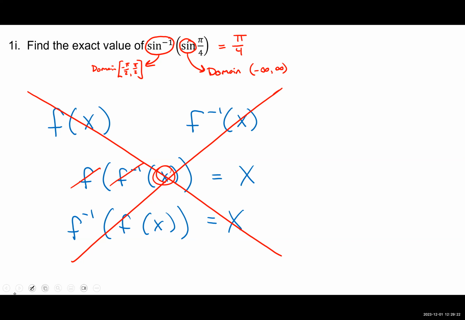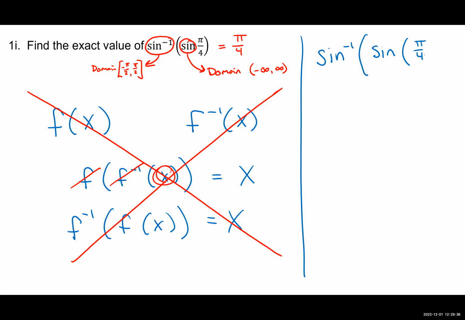So I think a better way to approach this problem is to use two steps. What is the sine inverse of the sine of pi over 4? Ignore the sine inverse portion just for now. It's a two-step process. Let's do the sine, and then we'll do the sine inverse.